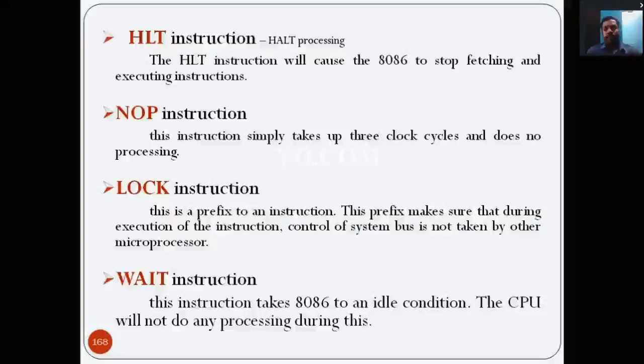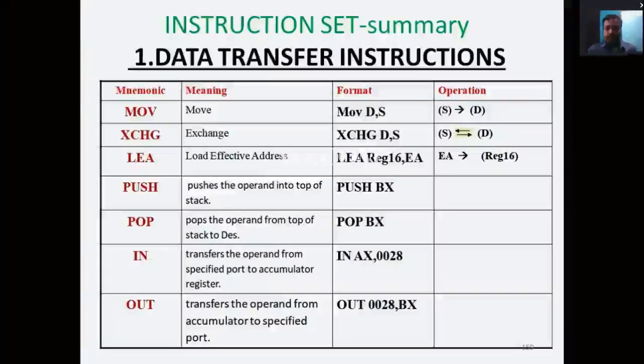Then similarly, the wait instruction is also combined with the lock instruction. This instruction takes the 8086 to an idle condition, that means a free condition. The CPU will not do any processing while the wait instruction is executed. Whenever the wait instruction is executed, the 8086 is in idle condition. Okay, these are some processor control instructions. So the instruction set is over.